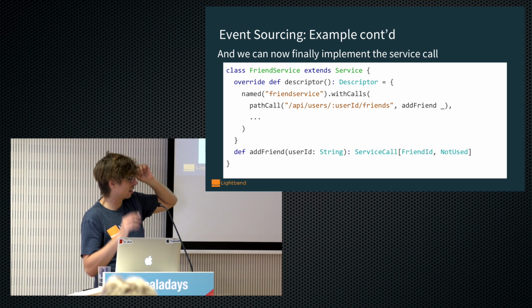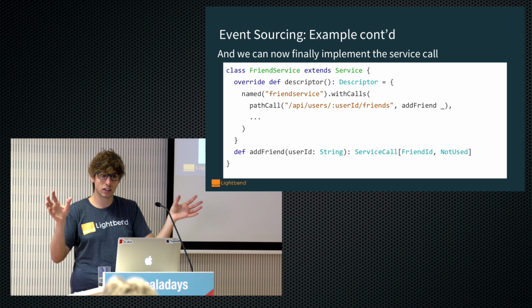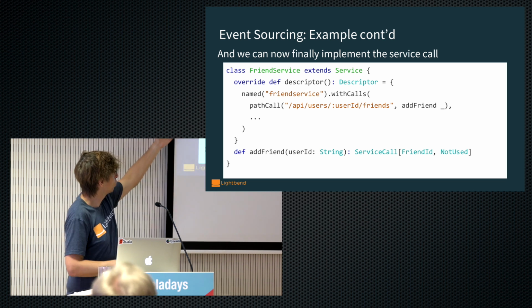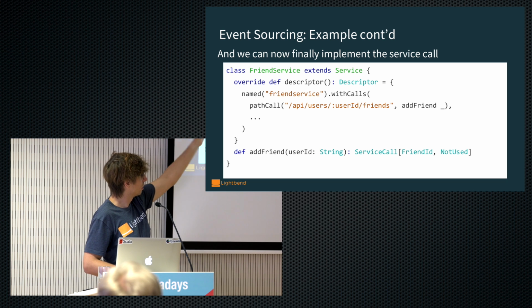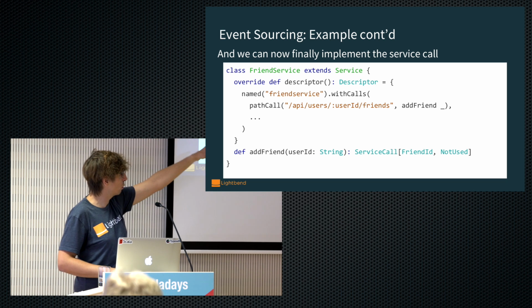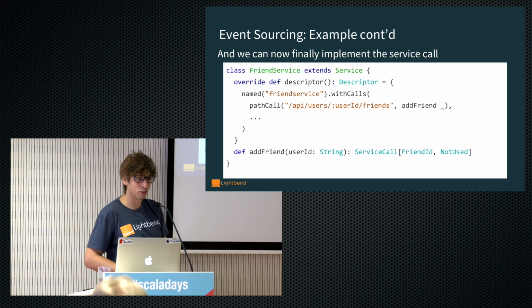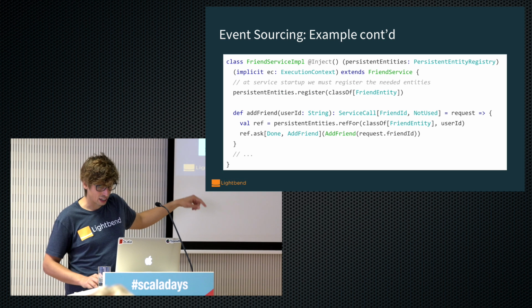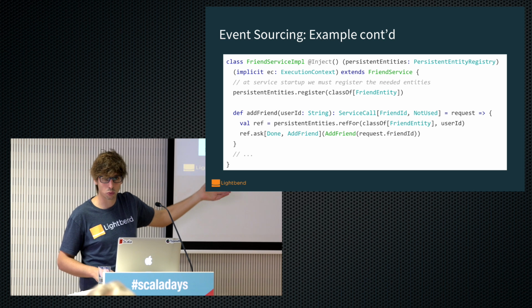Okay, so now that we have all these different things, let's bring them together. We have a FriendService, again, pretty similar to before. We have an endpoint, and we have an addFriend method that we need to implement. And this is the interesting part. This is how we implement it.